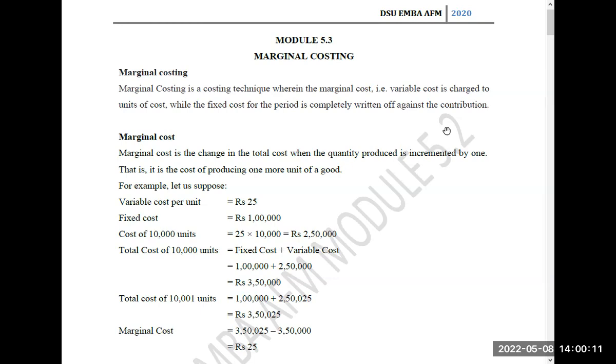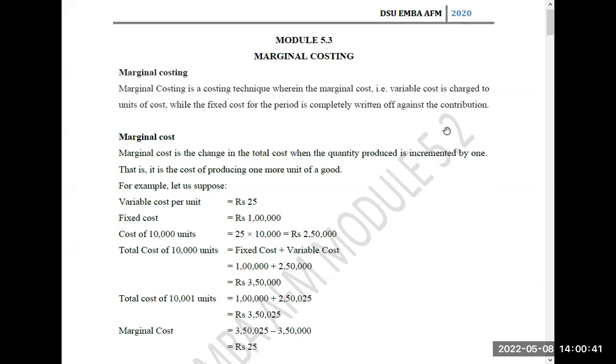Say for example, 10,000 is the total cost. If I produce one more unit, it becomes 10,100 or 10,010 or 10,050. In all these cases, the difference between 10,050 and 10,000, that 50, 10, and 100, is called marginal cost.